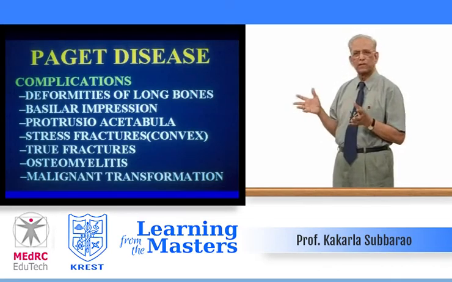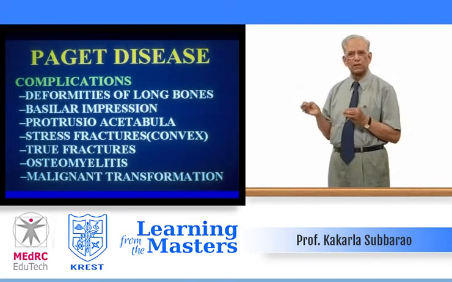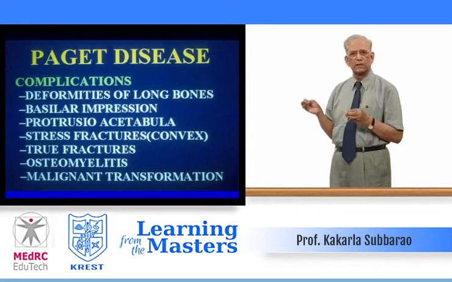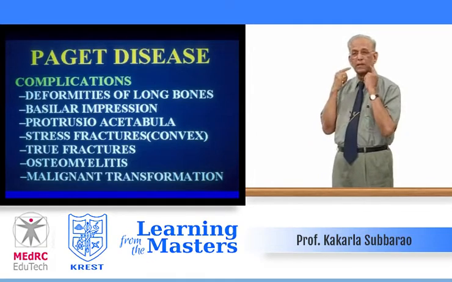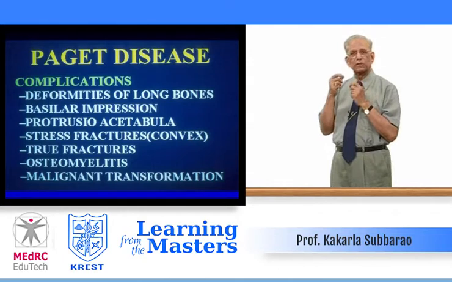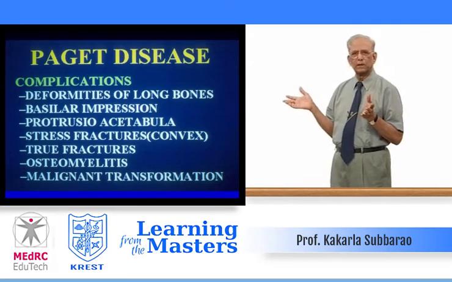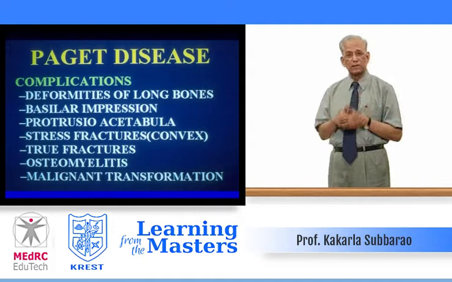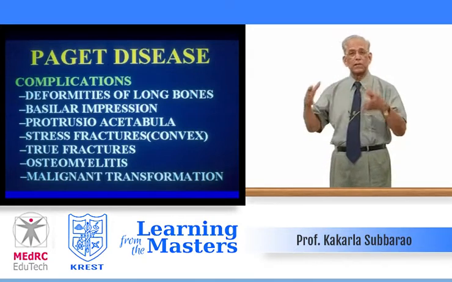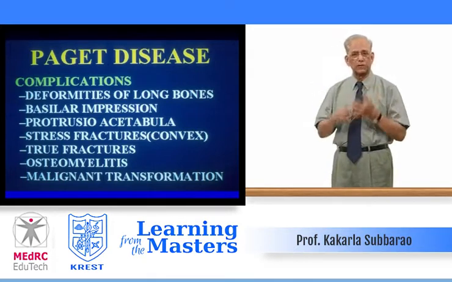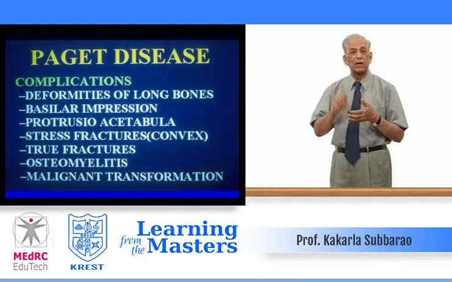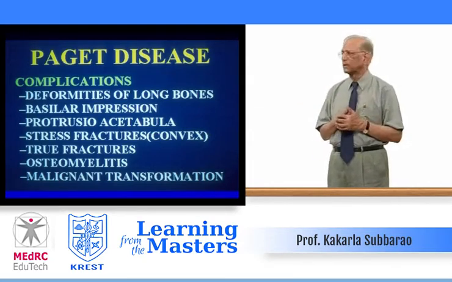And then osteomyelitis, infection, locus minoris resistentiae. So infection can occur, osteomyelitis, particularly in the mandible. When the dental surgeon removes the tooth in a pagetoid mandible, infection and osteomyelitis occur. Malignant transformation: any sarcoma, in fact. Jaffe has described a mesodermal type of sarcoma. Either osteosarcoma, fibrosarcoma, malignant fibrous histiocytoma, chondrosarcoma, any type of sarcoma can occur.